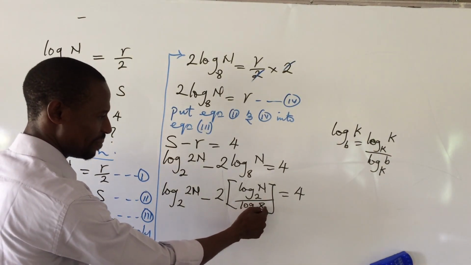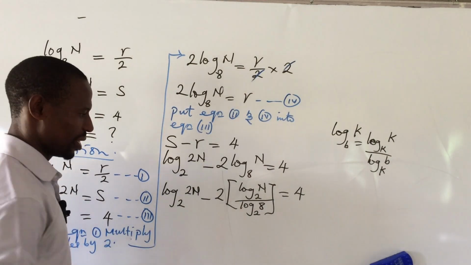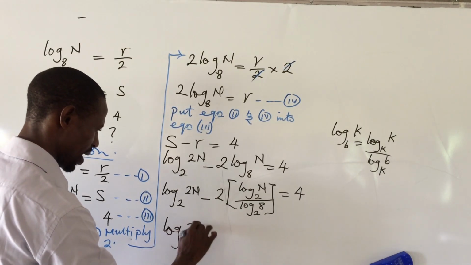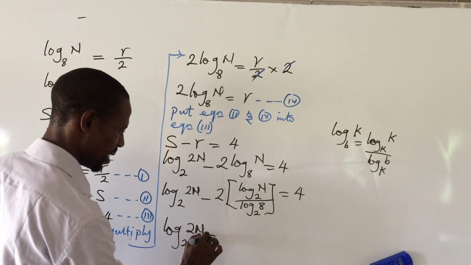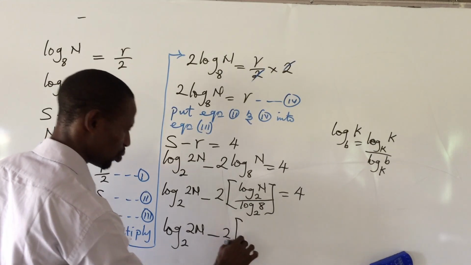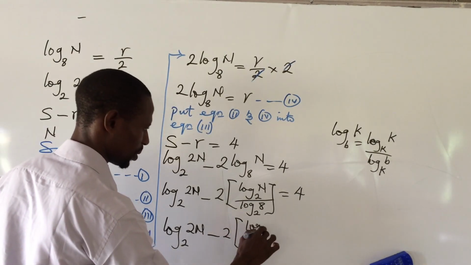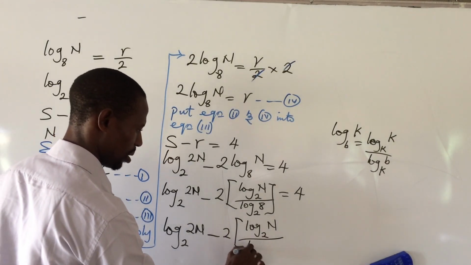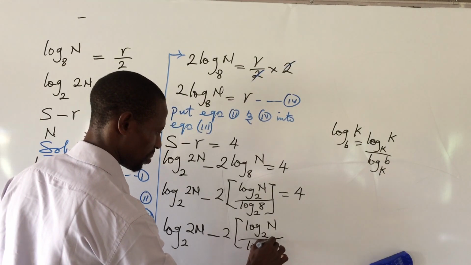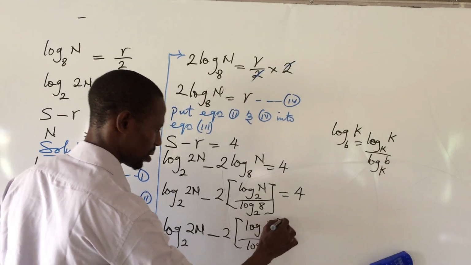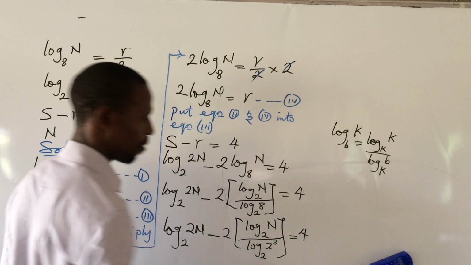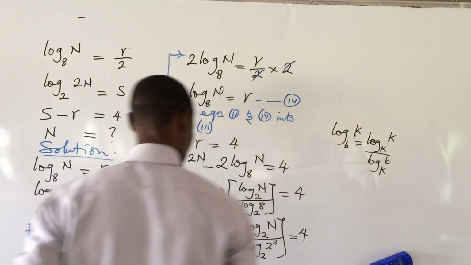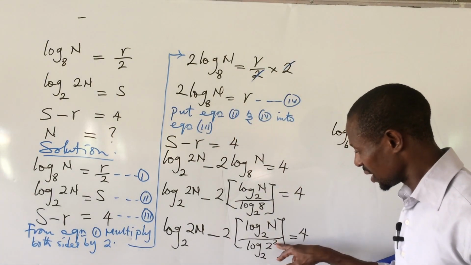This 8 is the same thing as 2 to the power of 3. So if we rewrite that, this will now give us (log 2n base 2 minus 2) into log n base 2, all over log 2 to the power of 3 base 2, close bracket, equal to 4. Nothing has really changed from here. Okay, we look again. This is a power already.